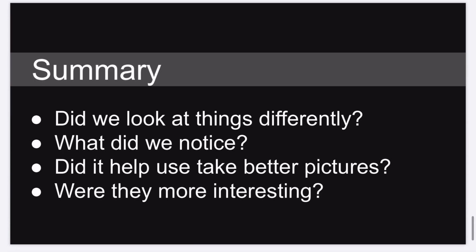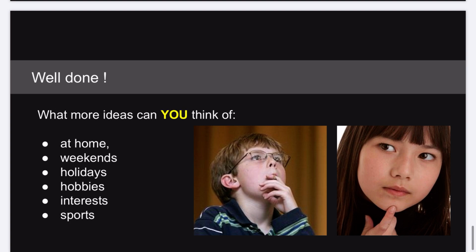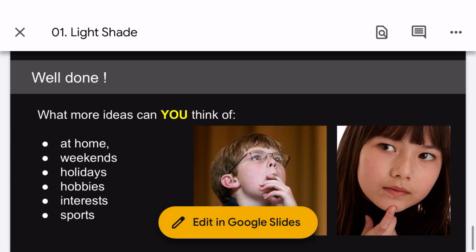Did that make you look at things in a different way? Which is kind of the idea, to look at things which you maybe haven't seen before or not really looked at. What did you notice? Did you notice anything more interesting or that improved your pictures? And there you go, well done. So that's the first one done. What more ideas can you think of, maybe at home, weekends, holidays, hobbies, interests and sports, where you can apply all of those techniques?